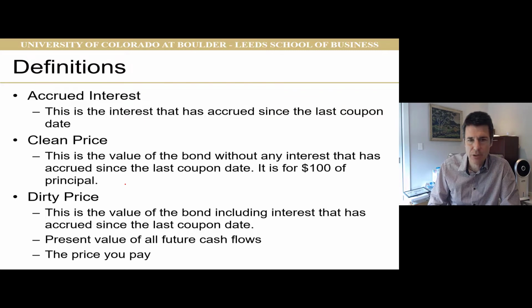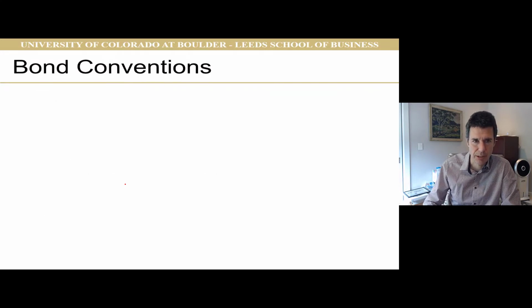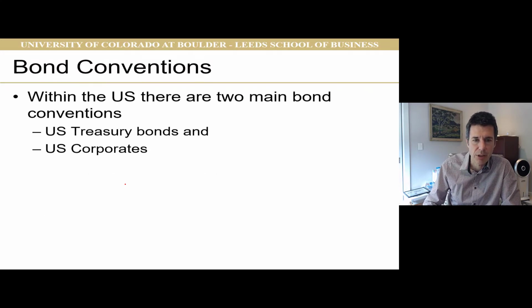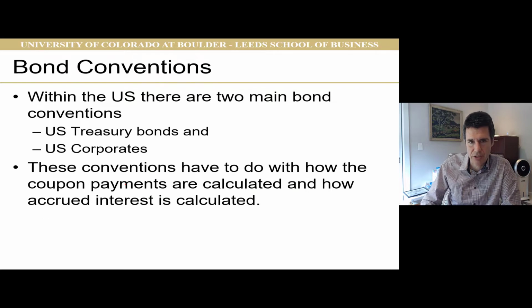Now this is a little bit strange. The dirty price is the price that we care about. The clean price is the price that we're told. So we're told the clean price, we add the accrued interest, we get the dirty price. Now, there are 2 main conventions within the United States.